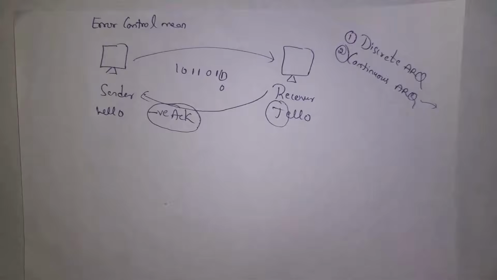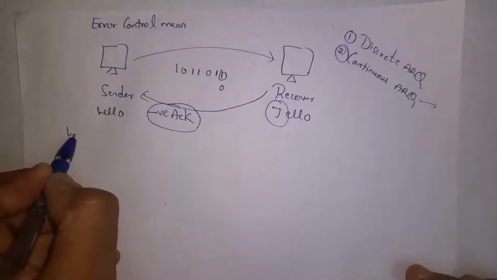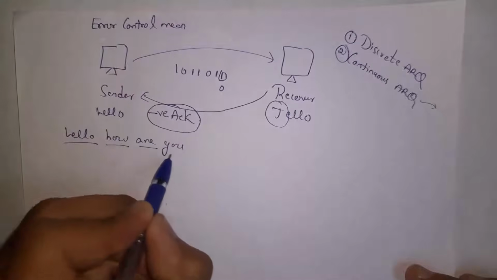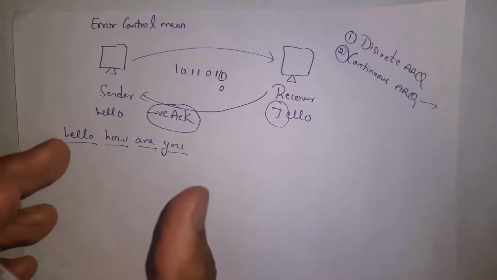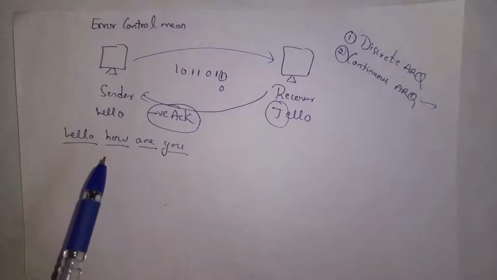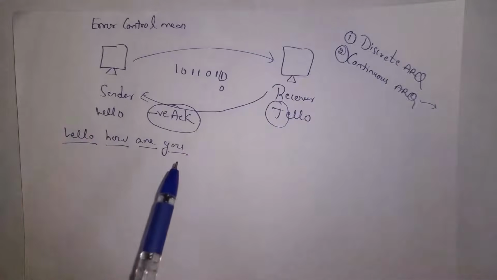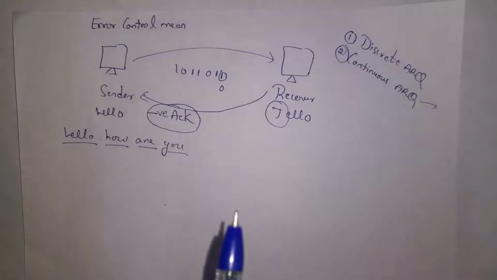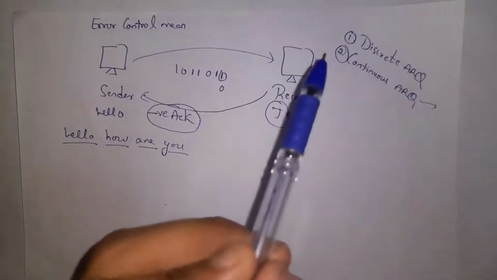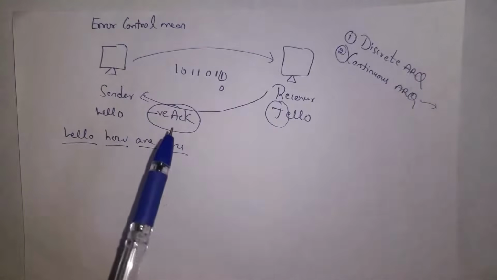Whereas in continuous ARQ, the complete data is divided into parts and then each part is transferred to the receiver. For example, let us say the sender sends data like hello, how are you? Hello is one part, how is one part, R is one part, and U is one part. So in continuous ARQ, the complete data is divided into various parts and all these parts are continuously transferred to the receiver. That is why we call this method continuous ARQ. If the receiver receives data with an error, then the receiver will ask the sender to send only that error occurred part.